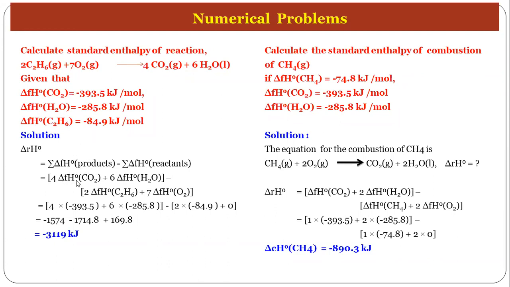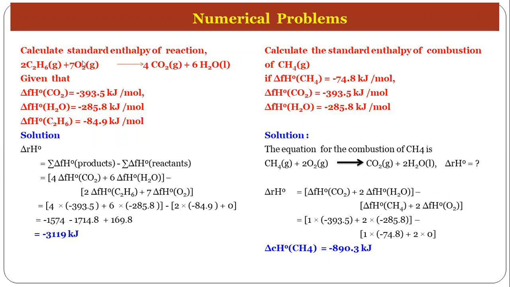Before putting the values, say there are 4 molecules of CO2. So here it is written 4 into delta H naught formation of CO2 plus 6 into delta H naught formation of H2O, because in the product 6 water molecules are there. Minus, now the products are completed, now we have to take the reactants. So 2 molecules of C2H6 here plus 7 molecules of O2, and all the values are given here.